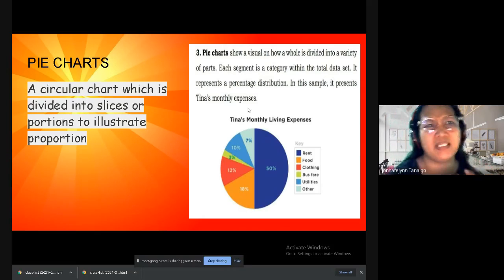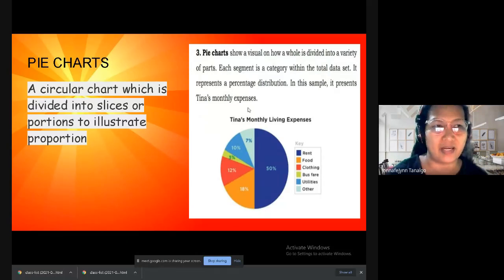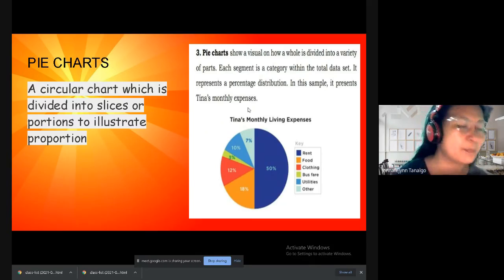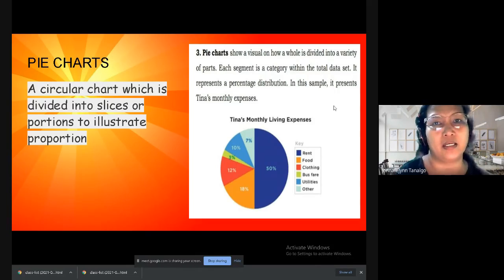As we know, it's very important, because not all text can be delivered easily. So with the help of these charts and graphs, it is easier for us to grasp what information is trying to be given to us.